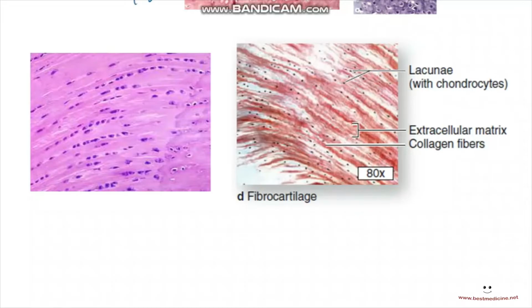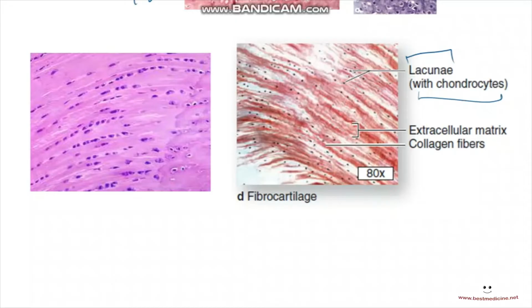Now, you take a piece of the annulus fibrosus, or a piece of the pubic symphysis, and you examine it under a microscope with a proper dye. What you see is something like this. So what you see is two different kinds of cells. One of those cells are enclosed in lacunae. So the cells that are enclosed in lacunae would be the chondrocytes. And there are also some fusiform shaped cells as well.